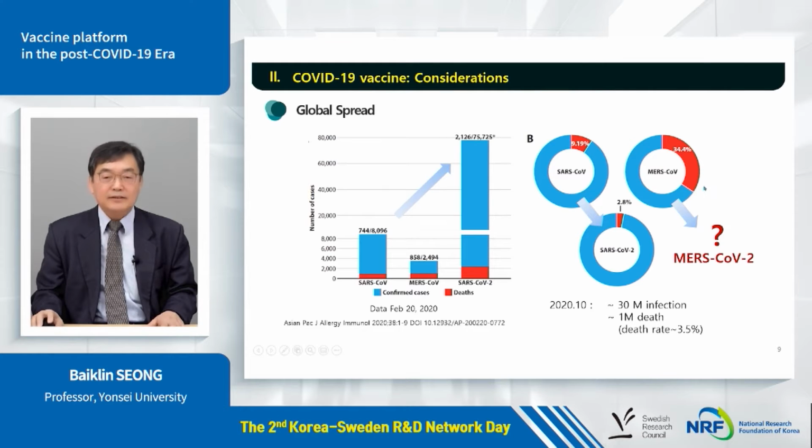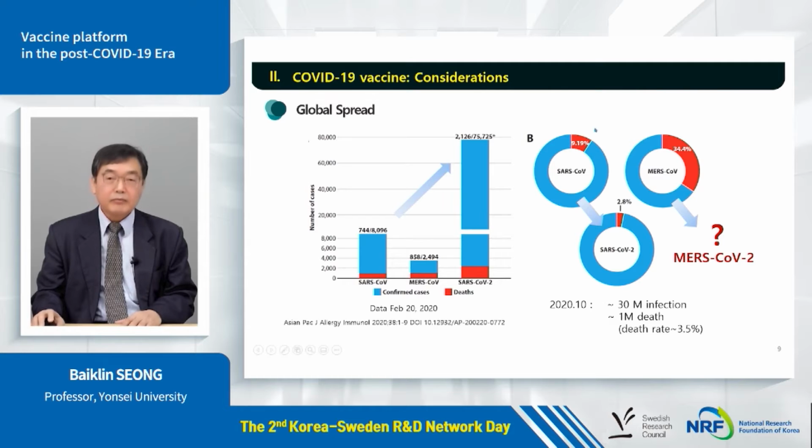As of last month of this year, COVID-19 has caused infection in over 30 million people, causing 1 million deaths, with a death rate of 3 to 4 percent.